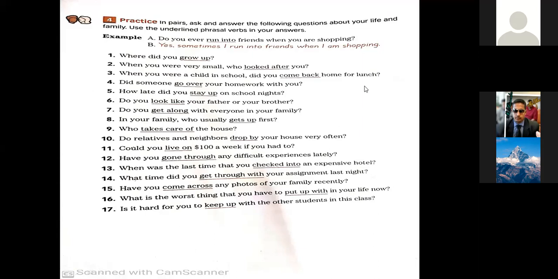For this exercise, you write the answer in the notebook. But take care, this exercise is an oral exercise, okay? As you can see, oral. But we are going to write the answer together, okay?